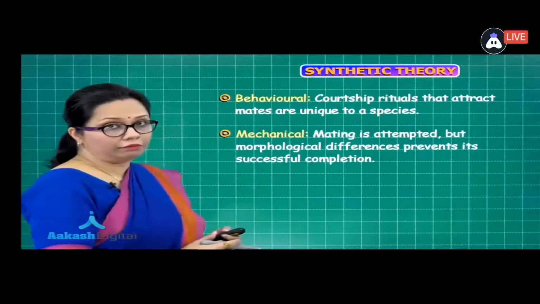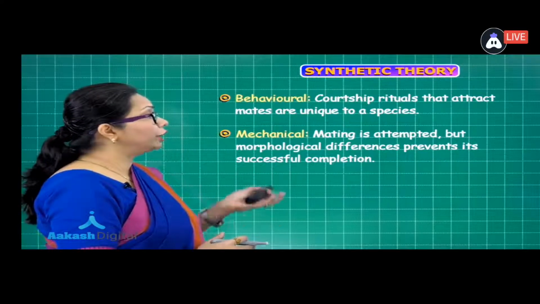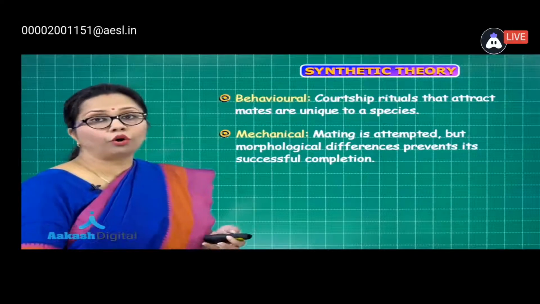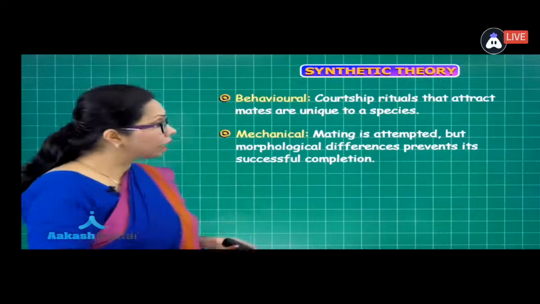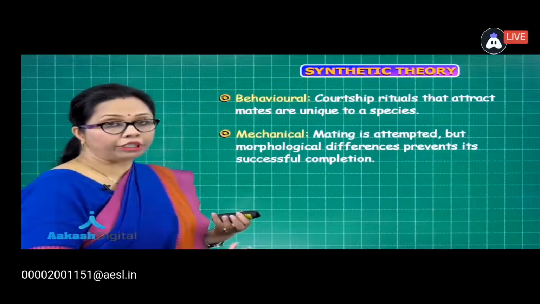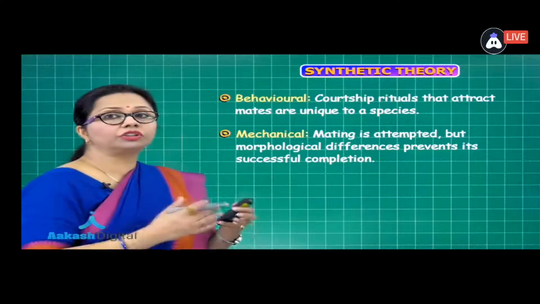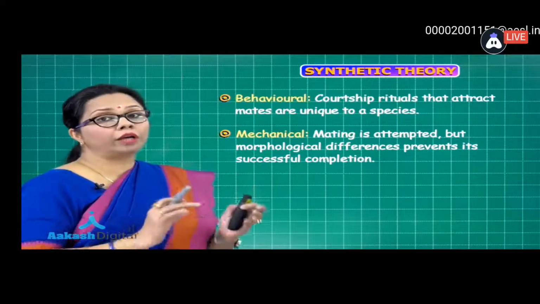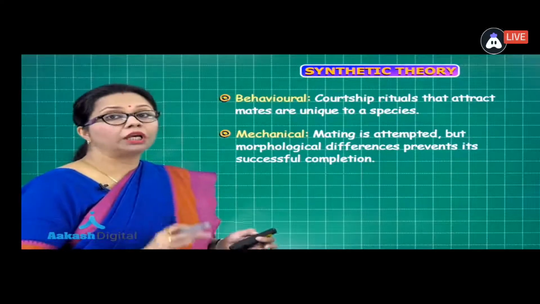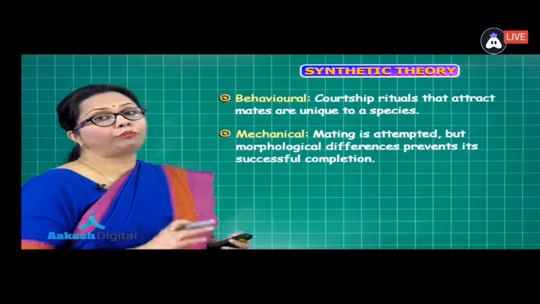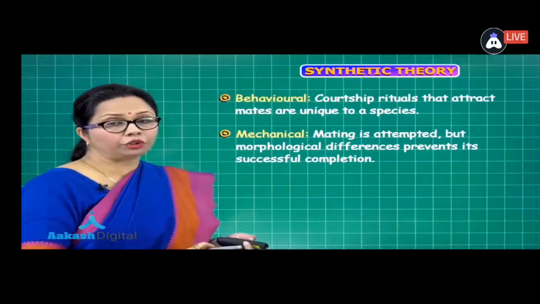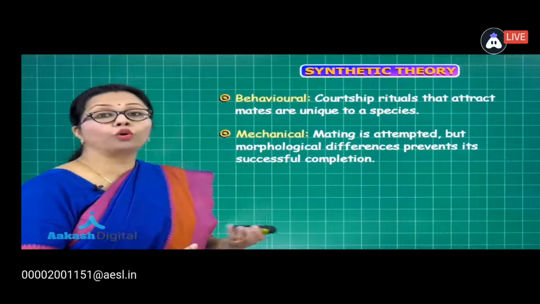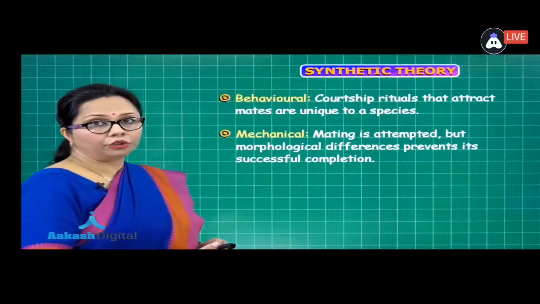And lastly, mechanical in pre-mating category. Mechanical isolation, here mating is attempted. That means the breeding season is same. There is no problem with the courtship behavior. So mating does occur, but it is not completed because there are some morphological differences between their copulatory organs. So mating is not possible. It has been observed in the various species of dragonflies. The male dragonfly has a different shape of penis which is unique for that species only, and as a result it can mate only with the female of its own species. So that would be mechanical isolation.